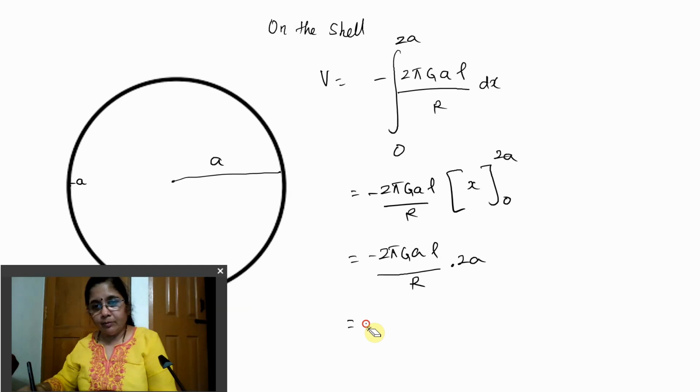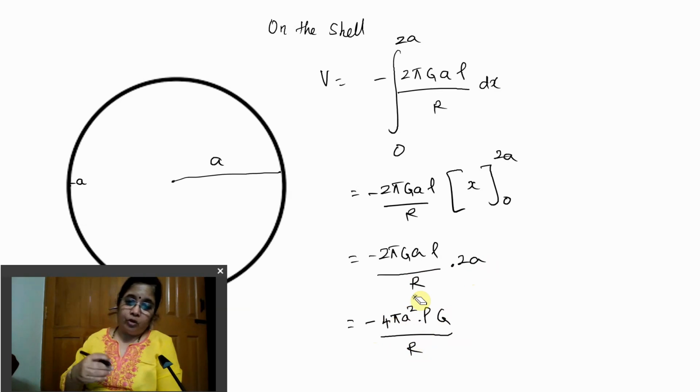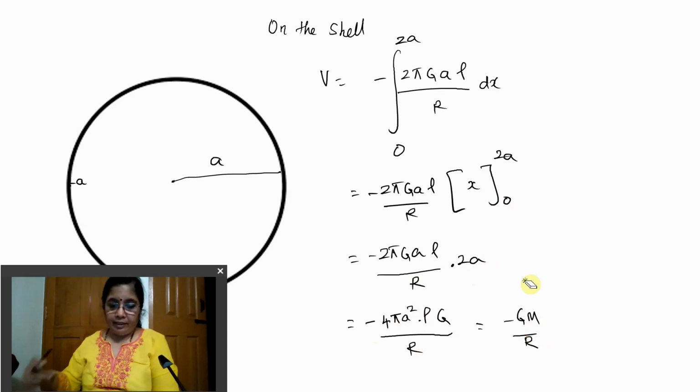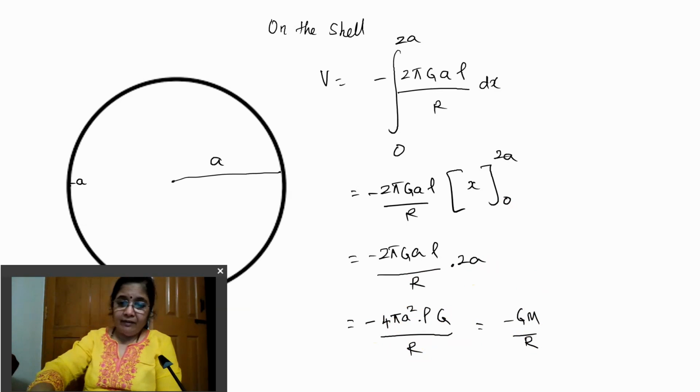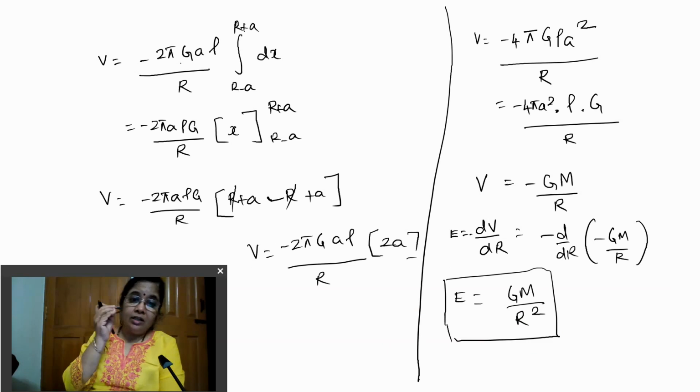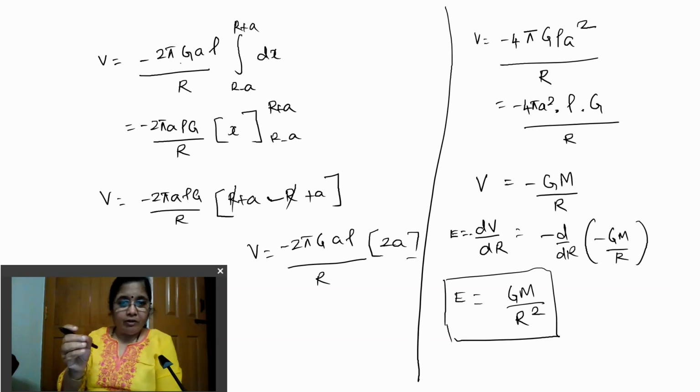So what you are getting here is minus 4 pi a square rho G by R. Again, 4 pi a square rho, what is that? That is the mass. So again, you are getting minus GM by R as the gravitational potential. So if this is going to be the gravitational potential, this is going to be your gravitational field for a point on the shell.